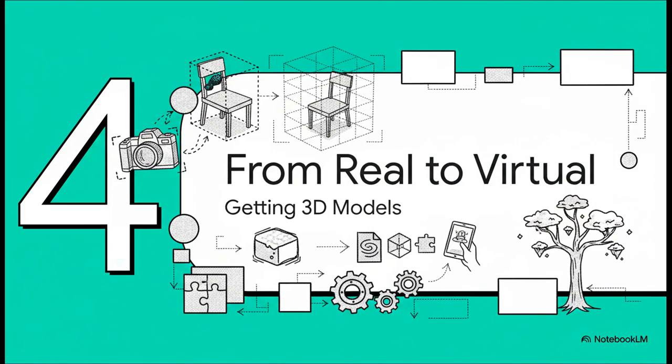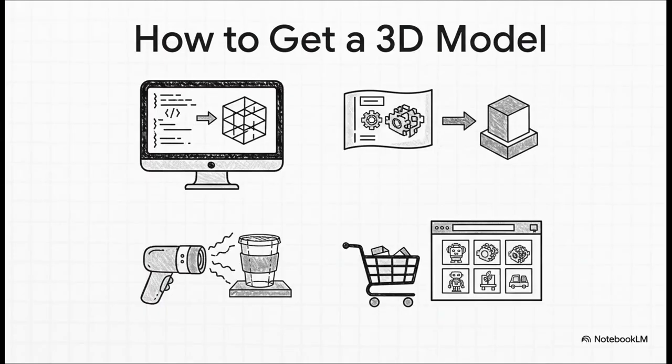So we know how virtual objects are built, but where do we get the initial models from? Do we always have to start from scratch? Not at all. There are actually several ways to bring 3D models into our virtual worlds. There are basically 4 main paths you can take. You could program a model from scratch, but man, that is extremely tedious.